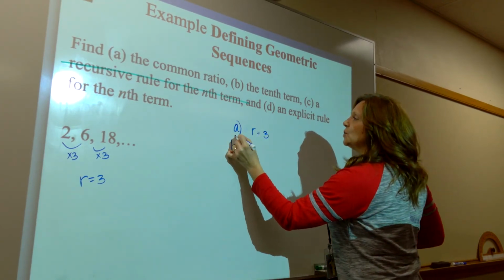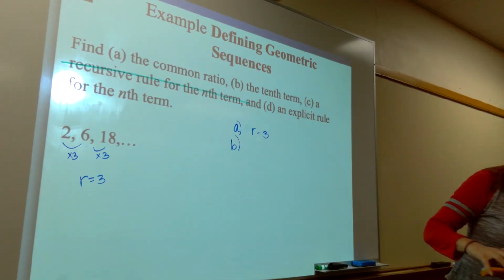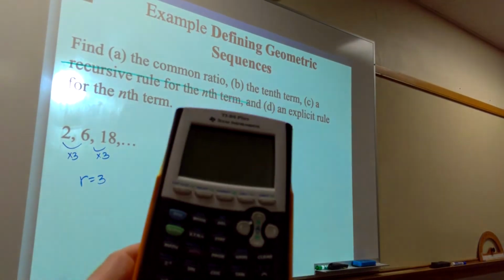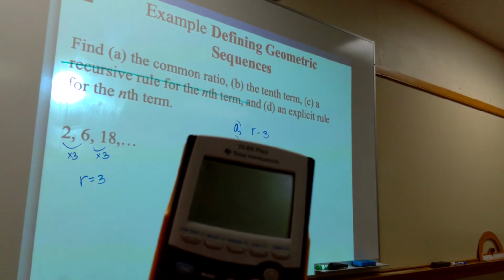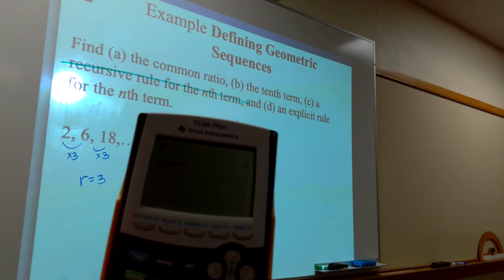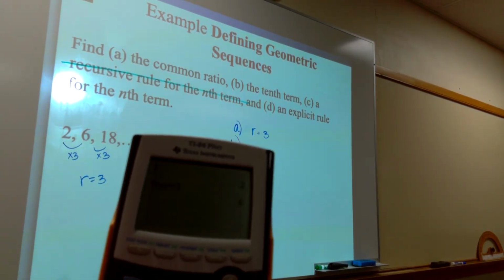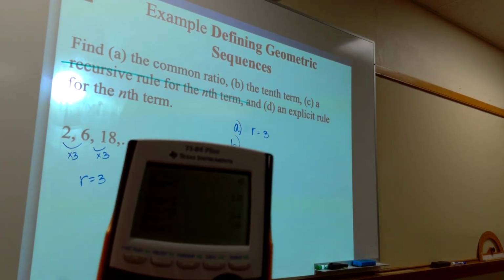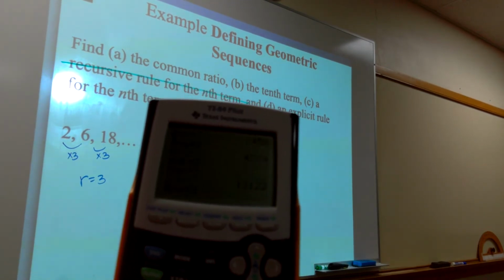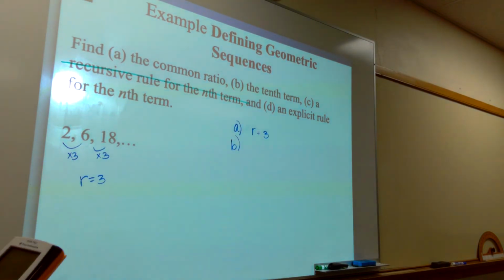The 10th term. Again, you could just continue this pattern on your calculator. To show you real quick, I type in the number 2, and then I hit enter, and then I just do times 3. It says 2 is entered in, and then it says answer times 3, and I'll just hit enter. So that's the 2nd, 3rd, 4th, 5th, 6th, 7th, 8th, 9th, 10. So we have 39,366.